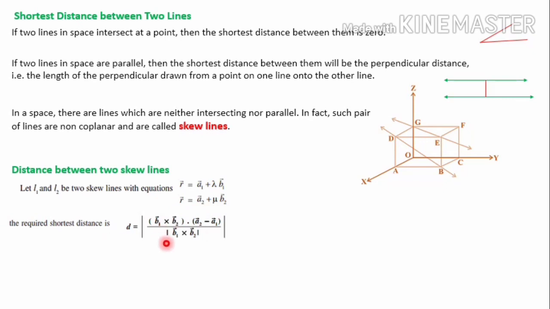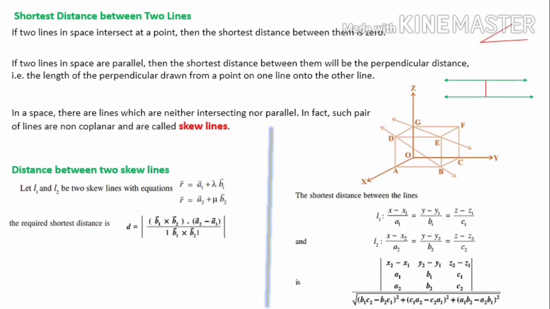This is the first formula, the vector form, and another one is, as before, the Cartesian form. The shortest distance between the lines L1, that is (x minus x1)/a1 = (y minus y1)/b1 = (z minus z1)/c1, and L2, the second line, (x minus x2)/a2 = (y minus y2)/b2 = (z minus z2)/c2. It is quite clear in the equation itself that it is Cartesian form. The equations are given in Cartesian form, so it is better to use this formula. Even the vector formula you can use, but for easy calculation, this is better.